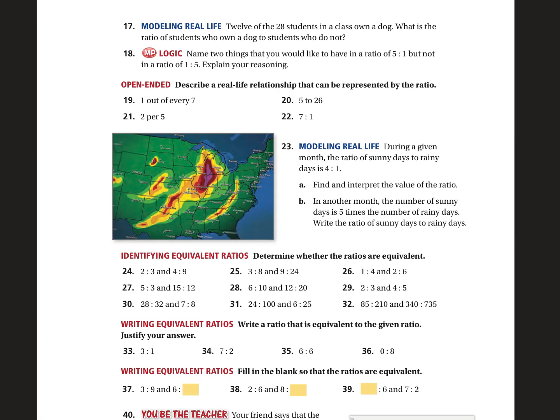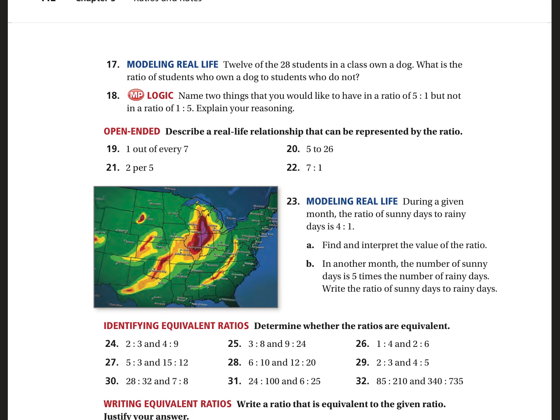19 through 22 here asks you to describe a real-life relationship that can be represented by this ratio. So just think about something in real life where you would get, for every 1 of something, you would get 7 more of something else. Just try to think about what that could pertain to. Again, one of the examples from earlier is just like making pancakes, right? So maybe there's some ingredient where for every 2 of something, you need 5 of something else to get some type of food. So that would be like a real world example. So think about ratios in the real world.